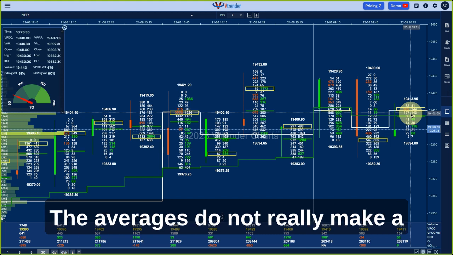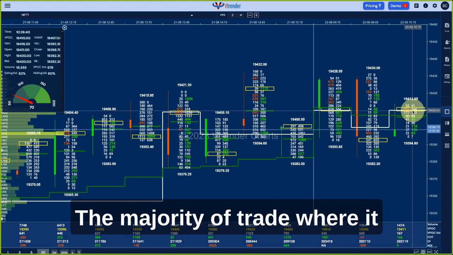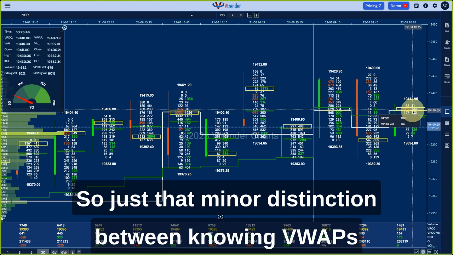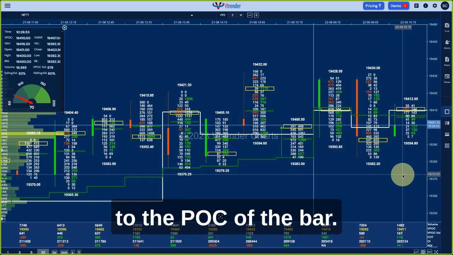The averages do not really make a lot of sense in our business. The majority of trade, where it happened, is more important for us. So just that minor distinction between knowing VWAPs and POCs, pay a little bit more importance to the POC of the bar.